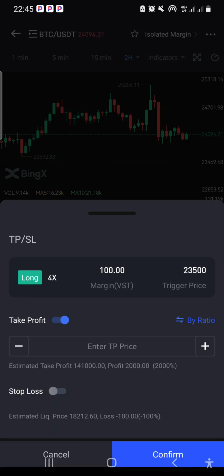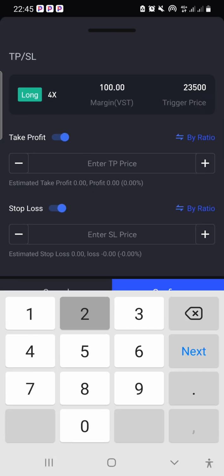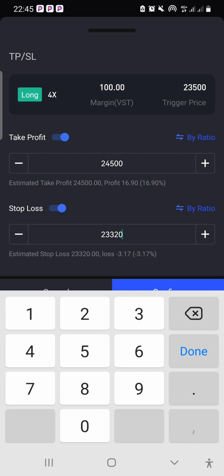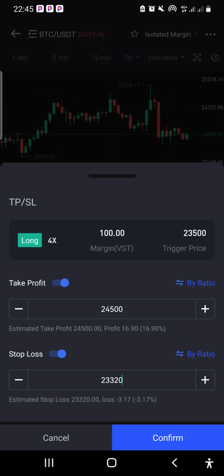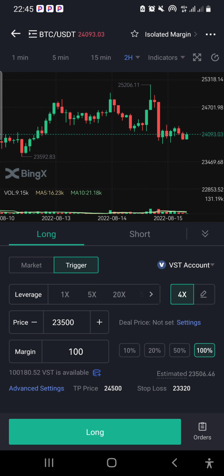leverage, so take profit of 24,500, and then stop loss of 23,320, 3.17 is still within the range of your 2,000 naira. So you can decide that's what you want to do, and then click on confirm the trade. So for the purpose of this video, let us confirm the trade.